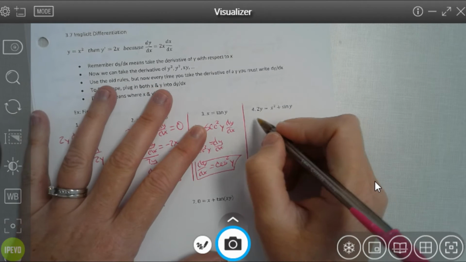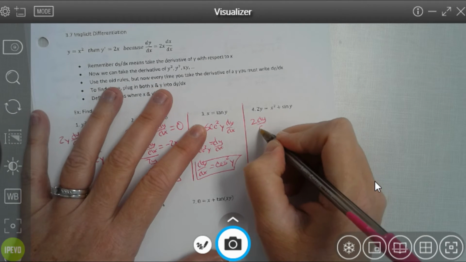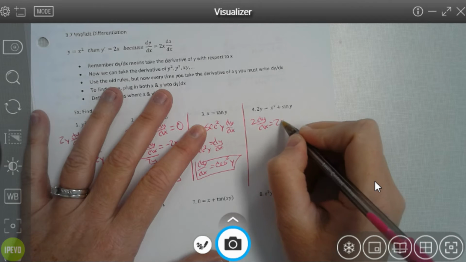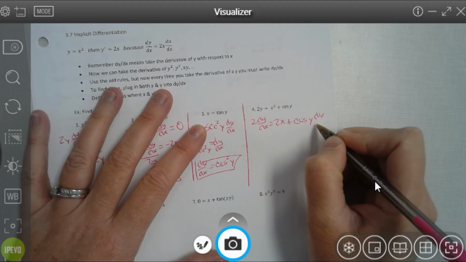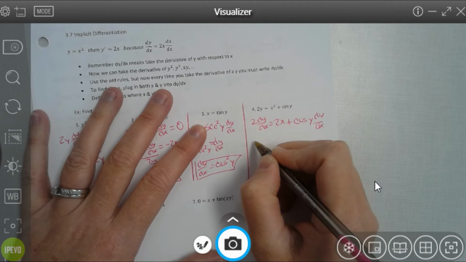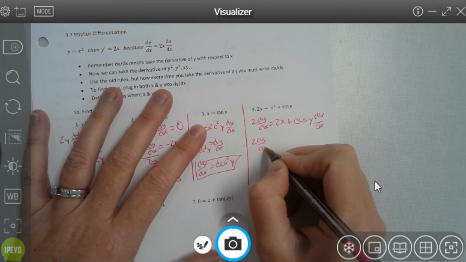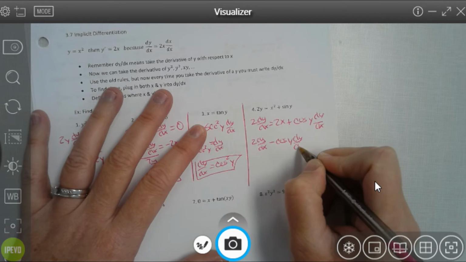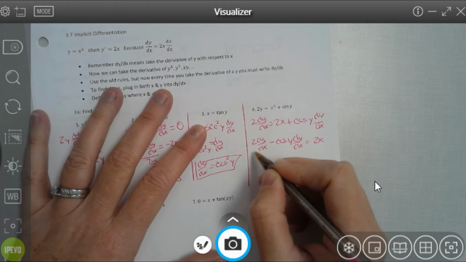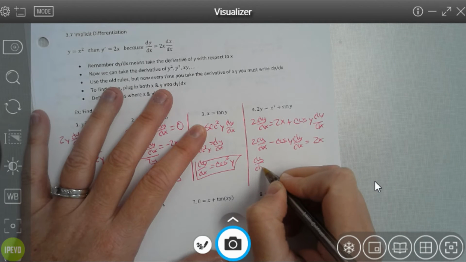So right here would be a 2 dy over dx. Derivative of that is a 2x. Derivative of that is a cosine y dy over dx. So this time I have to put the dy over dx on the same side so that I can factor out the dy over dx. So subtract that over first. And now I'm going to factor out the dy over dx so that I can isolate it.